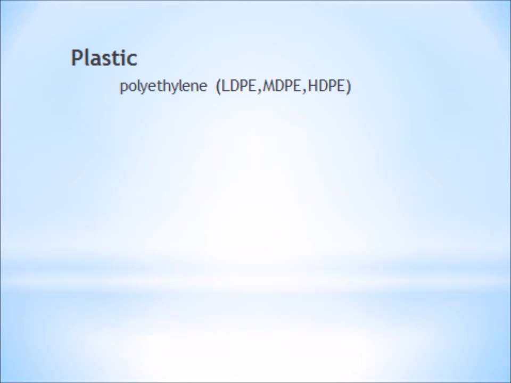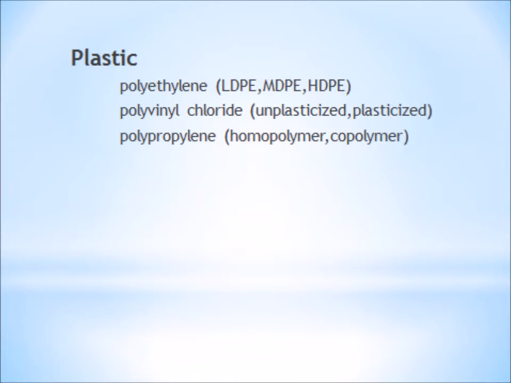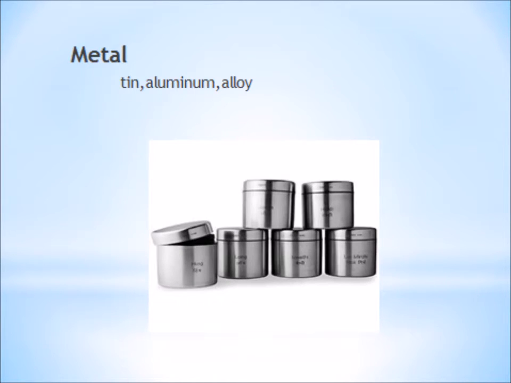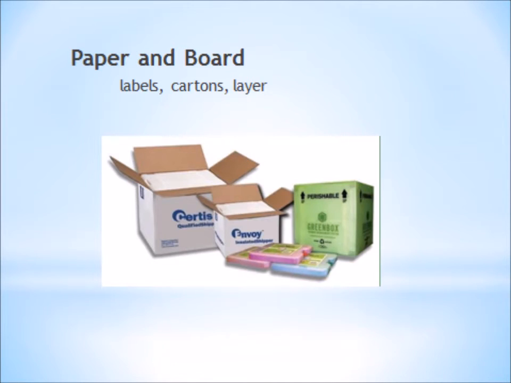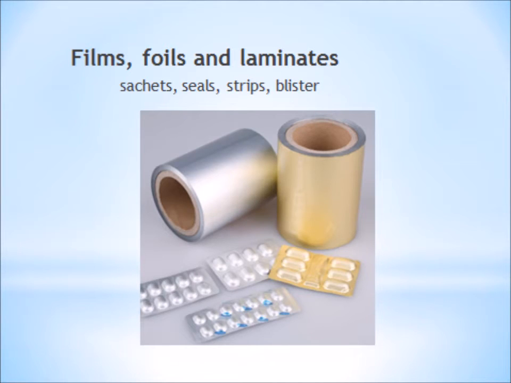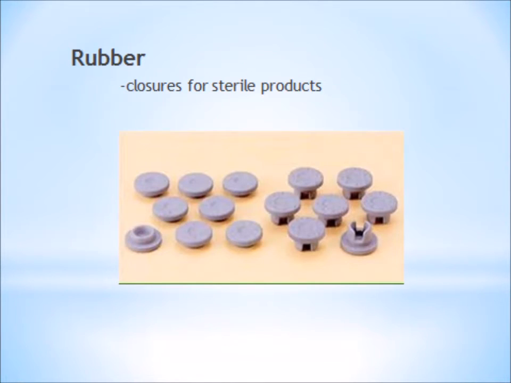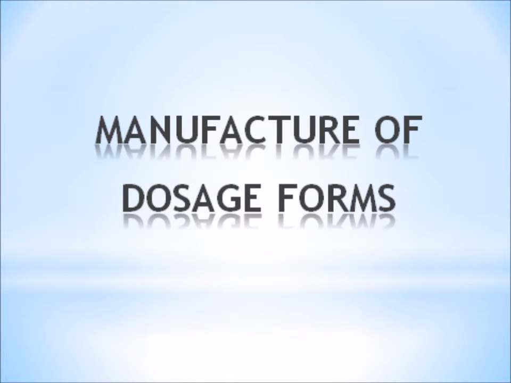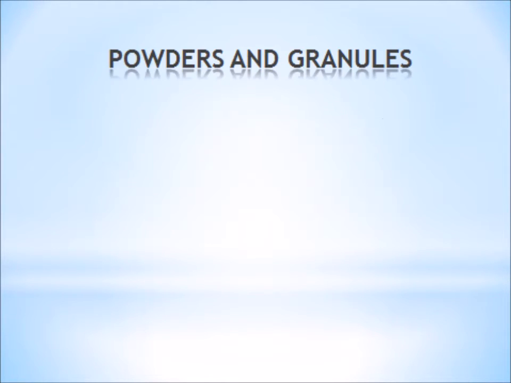Plastic, polyethylene, polyvinyl chloride, polypropylene, polystyrene. Metal, tin, aluminum alloy. Paper and board, labels, cartons, layer boards. Films, foils and laminates, sachets, seals, strips, blisters. Rubber, closure for sterile products. Now we move on to the manufacture of dosage forms. First, we have powders and granules.